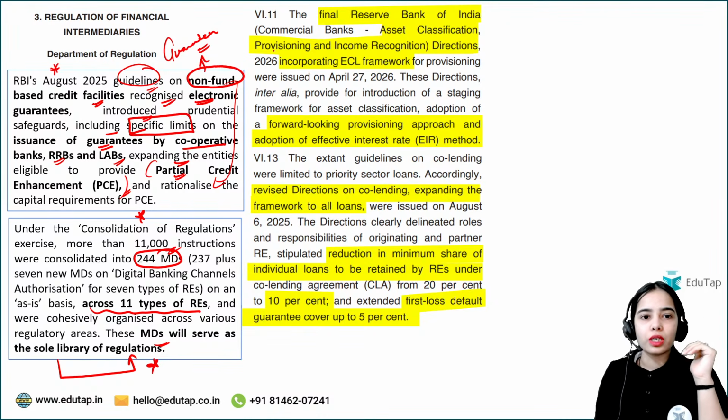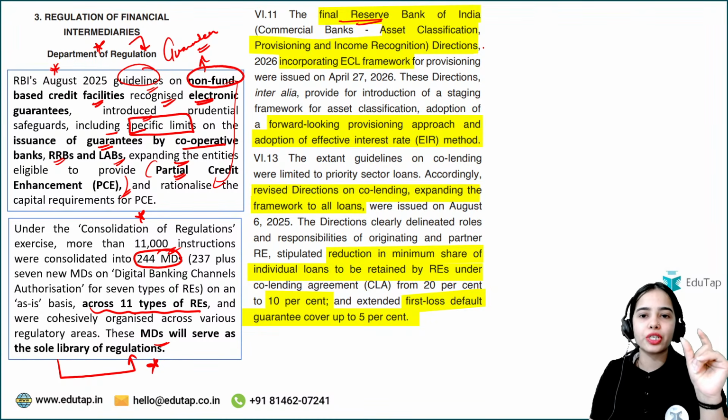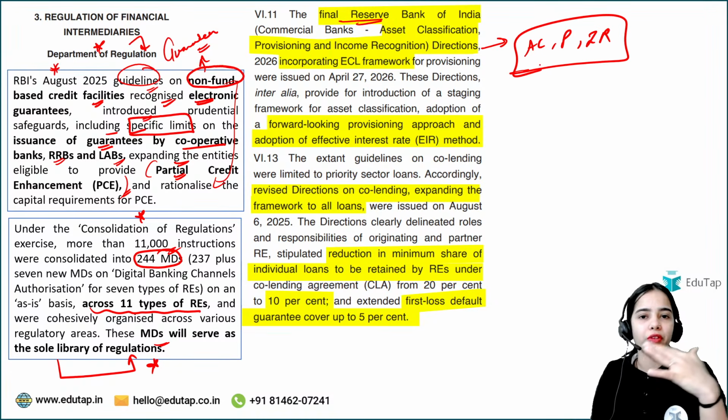Okay, now next is the Reserve Bank of India. The Department of Regulation released the non-fund based credit facilities directions. It has also consolidated a lot of instructions into the master direction. Next, the Department of Regulation released the asset classification, provisioning and income recognition directions that we have discussed.